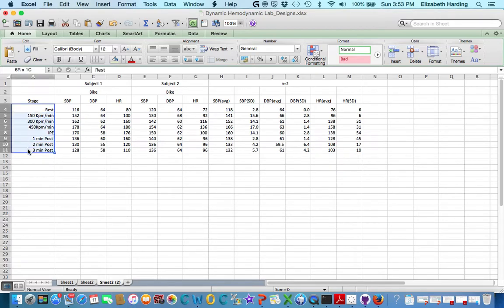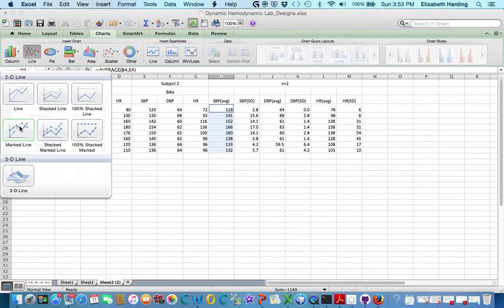versus the stage. And we're going to select the stage as our x-axis, and I'm going to go ahead and start with systolic blood pressure. And the chart I'm going to use is a marked line chart.